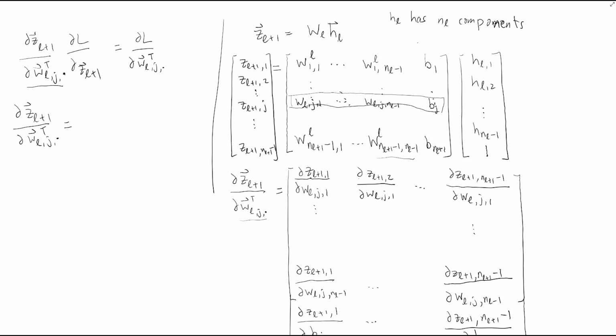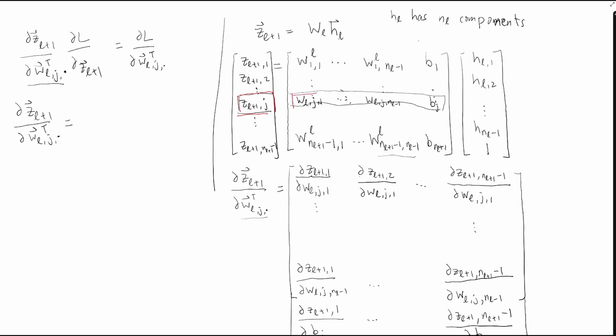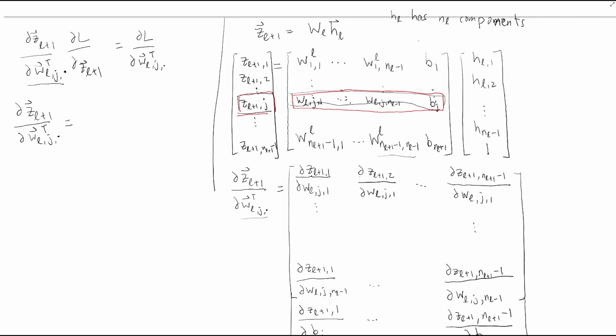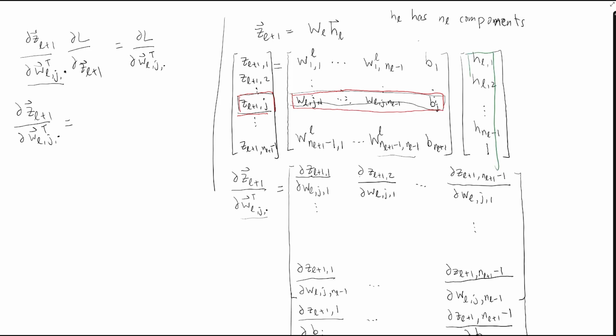One of the things you'll notice is that if we look at the jth element here, and let me start to use different colors now, this part is actually equal to this vector, the inner product of this vector with H_L. And notice that the jth component of Z doesn't depend on any of the other rows. It only depends on the jth row. Similarly, any of the other components of Z only depend on the corresponding row of W. Of course, all of them would depend on H. So now we can simplify this quite a bit.